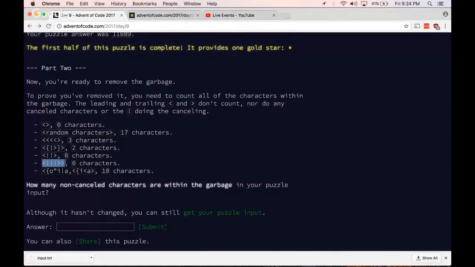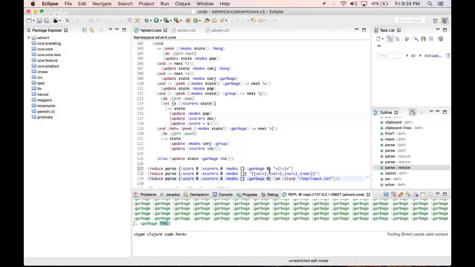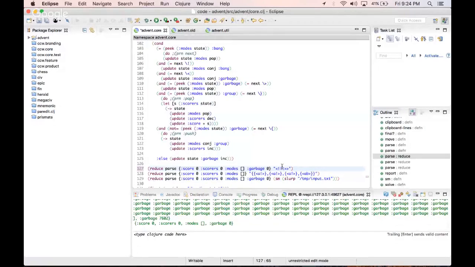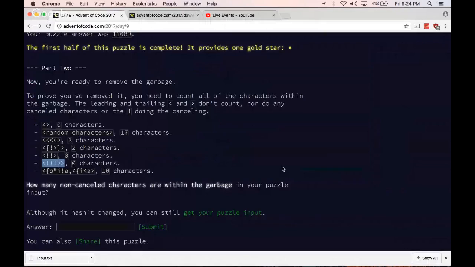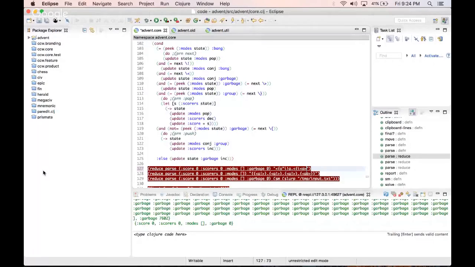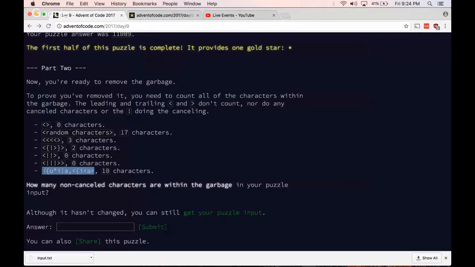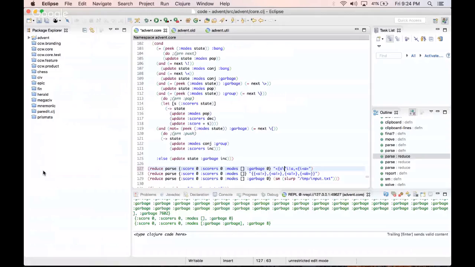Let's try this one here. This one says garbage 0, which is correct. All right, let's try this one. Garbage 8, which is wrong.